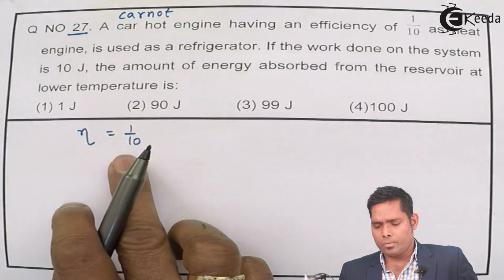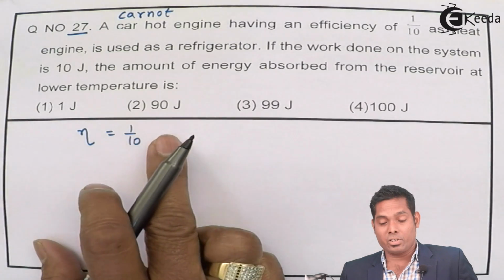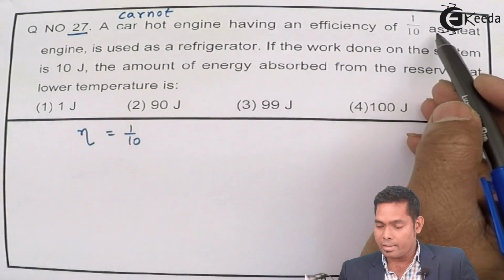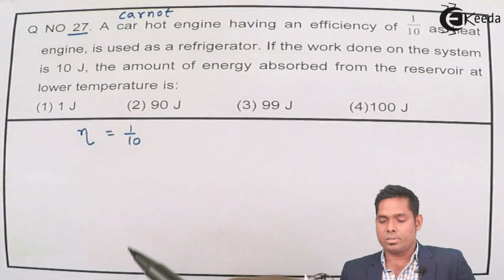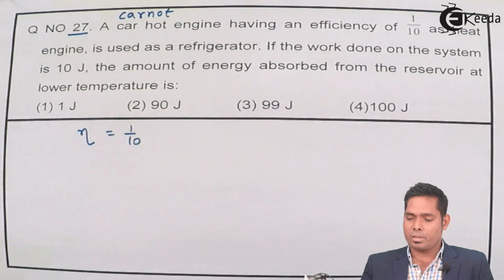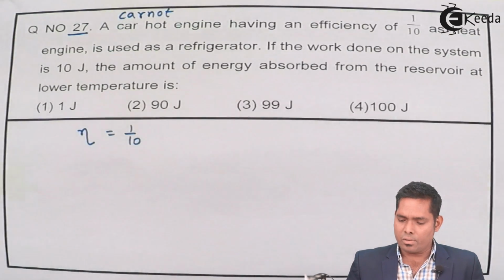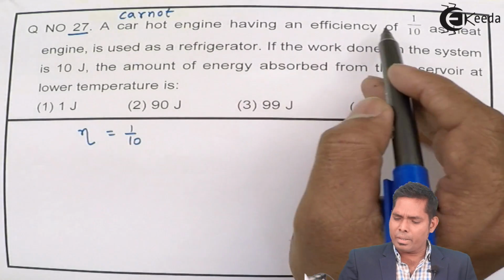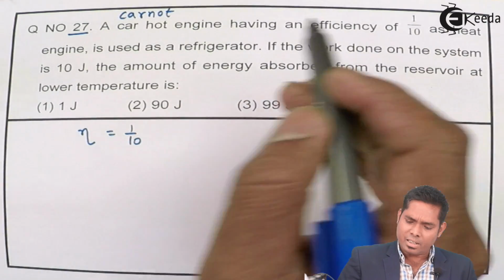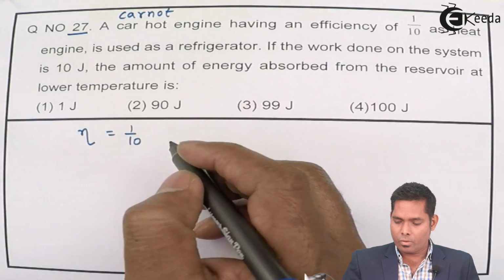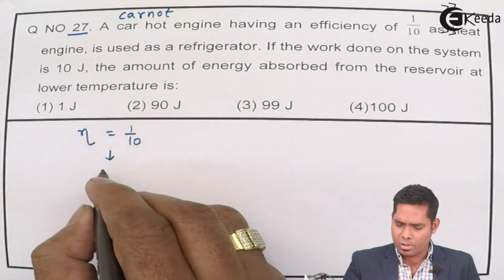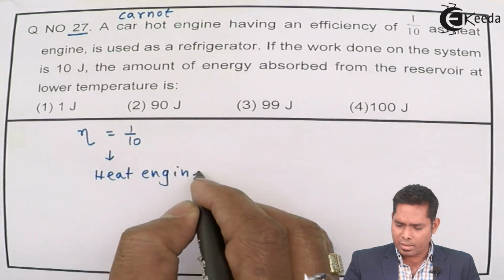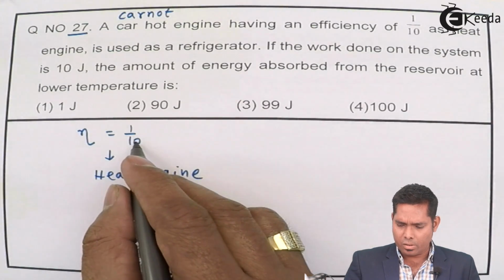If I multiply by 100, it is 10% efficient as a heat engine. So this Carnot engine having efficiency of 1 over 10 is used as a heat engine. When it works as a heat engine, its efficiency is 10%.